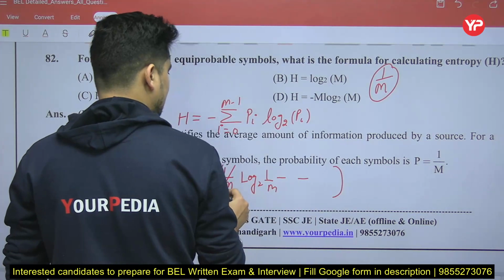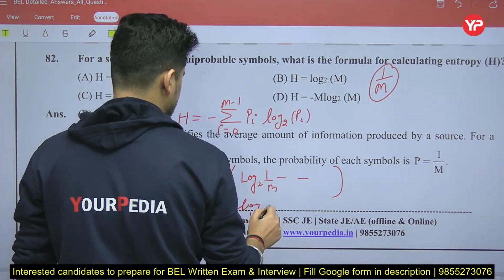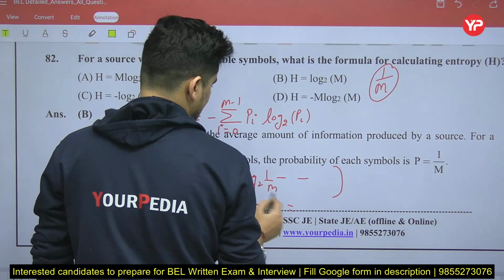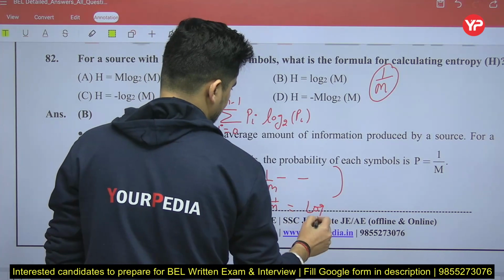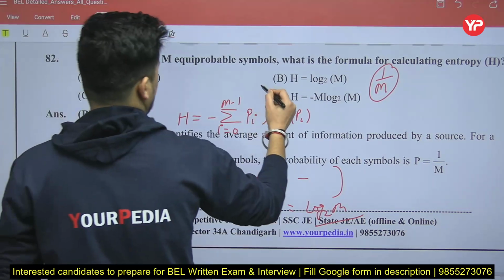So we add them, and we get minus log base 2 of m. Then we take 1 over m, and take the minus inside, so it becomes log base 2 of m. That will be the entropy. The answer will be B.